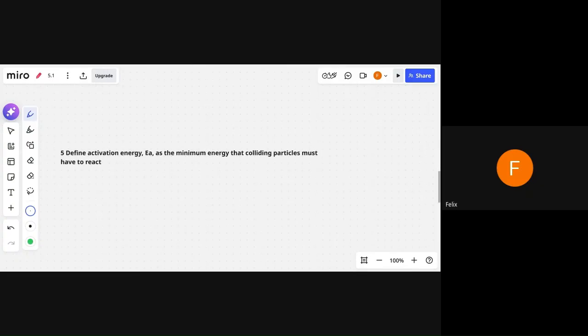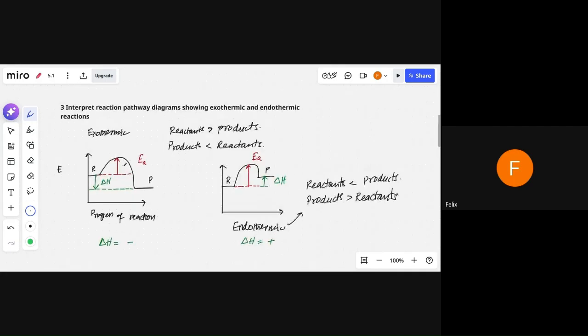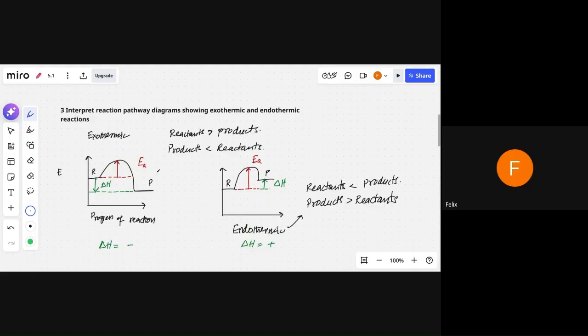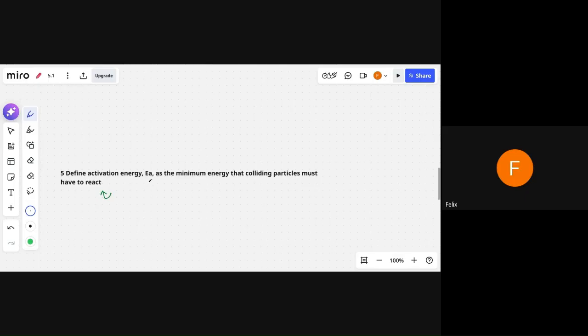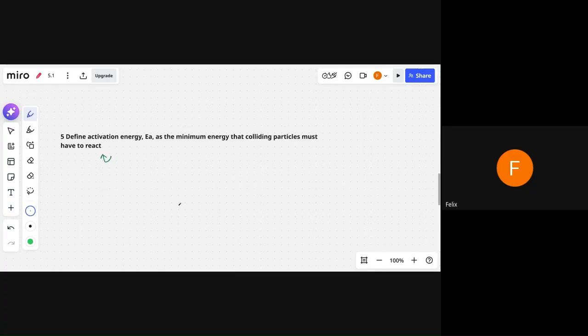It says define activation energy as the minimum energy that colliding particles must have to react. I think we have already talked about this, that it is the minimum amount of energy that is required for a reaction to occur. So this is the definition: the minimum energy that the colliding particles must have to react. I don't think there's anything more to say about this, but I think I can explain it a bit.